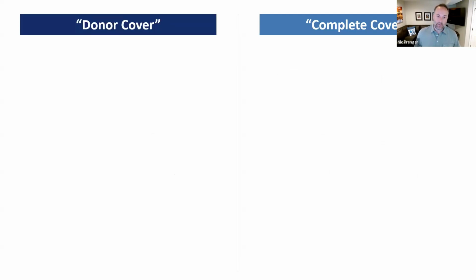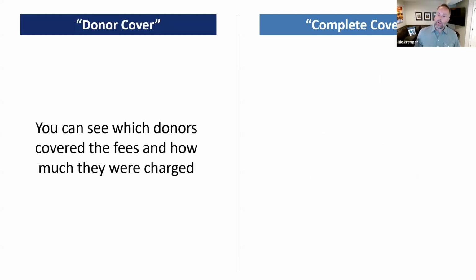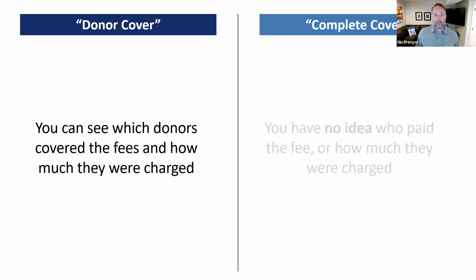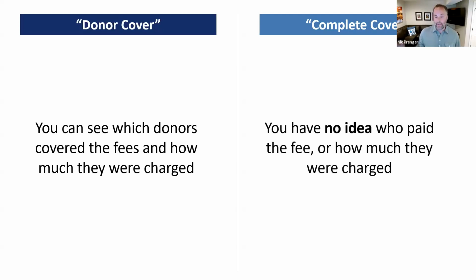So let's dig in a little bit deeper, right? So on donor cover, the traditional donor cover, you can see which donors covered the fees, how much they're charged, right? You get a report on that. On complete cover, you have no idea, right? You're saying Blackbaud's going to give me the full amount of every gift, and then they're going to add on an extra amount, which in our research averages 9 to 10%. But we have no idea who paid that, right, Lauren? We don't know how much they paid.